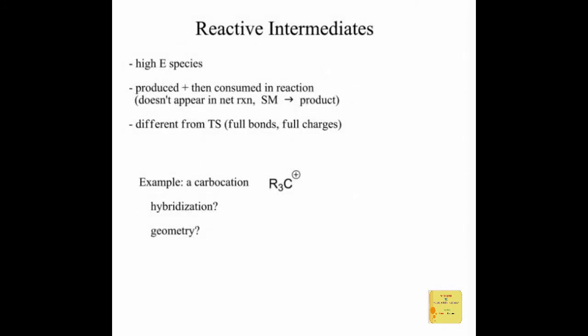Another thing to consider if we have a two-step or multi-step reaction is taking a closer look at these reactive intermediates. These are species that are involved in the reaction. They are going to be high energy species, meaning they're unstable. So the relationship between stability and energy is another understanding that we have to have in order to fully understand organic reactions, or any chemical reactions really.